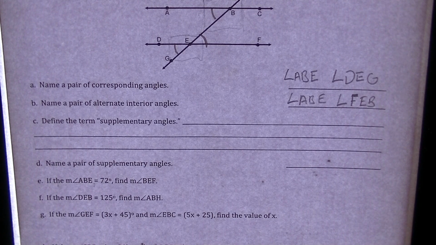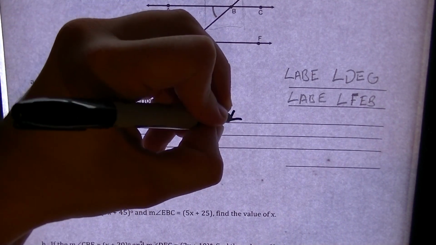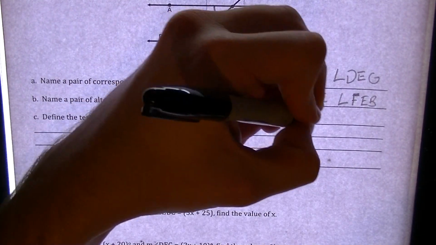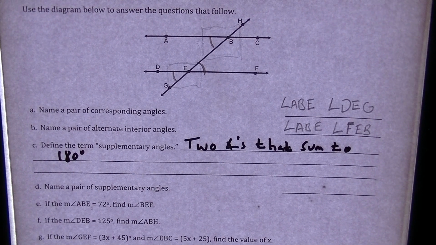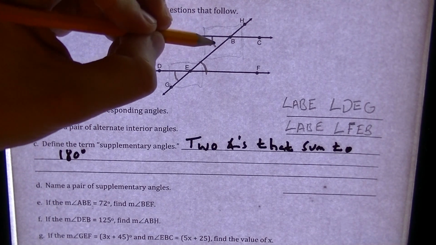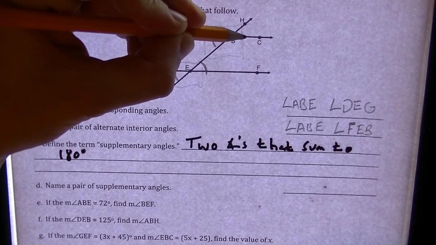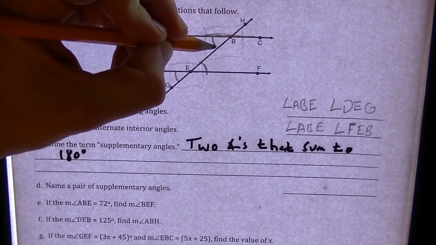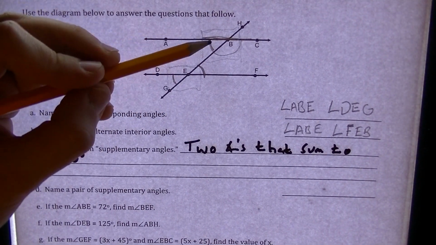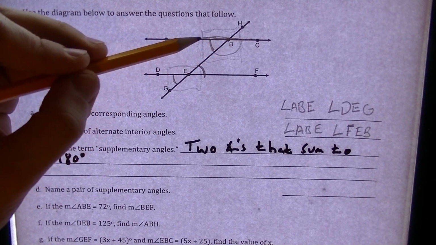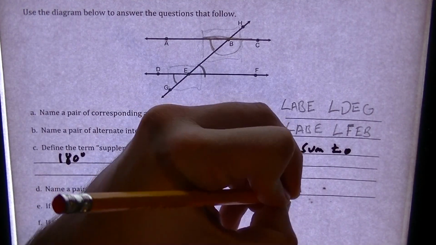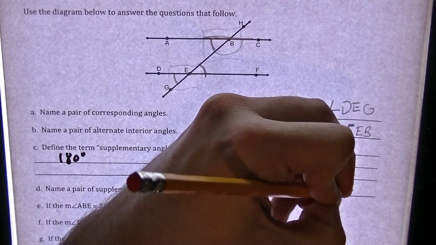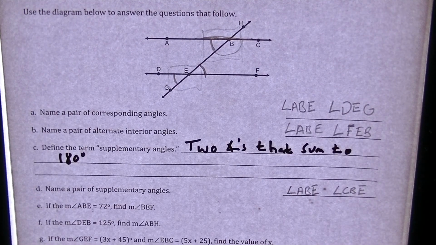Supplementary angles are two angles that sum to 180 degrees. And taking a look at my diagram up here, I know supplementary angles are two angles that add up to 180. And also, if I've got a straight line, that's a 180 degree angle. So if I take this angle and add it up with that angle over there, I've got a pair of supplementary angles because these two angles add up to make a straight line, which means they're adding up to make 180 degrees. So that's angle ABE with angle CBE. Angle ABE and angle CBE are supplementary angles.